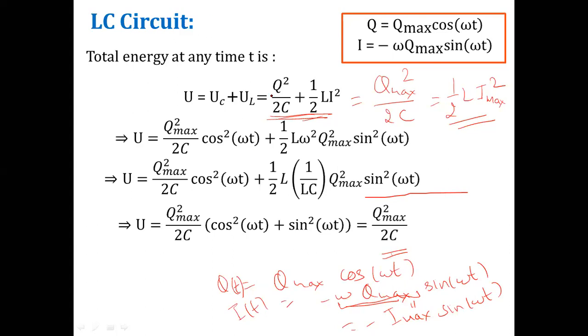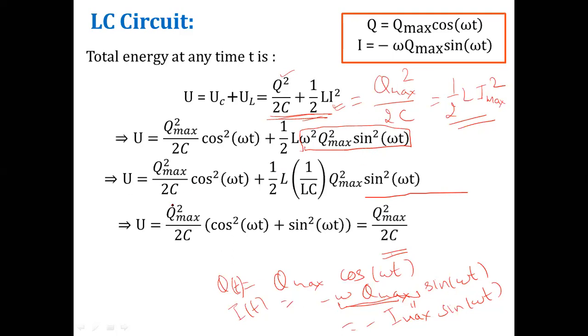You will get your q square will be equal to q max square cos square omega t over 2C, as it is, plus 1 by 2 L. Plug in the value of I. You will get omega square Q max square sine square omega t. So you will have omega square Q max square sine square omega t. This is your value of I square.